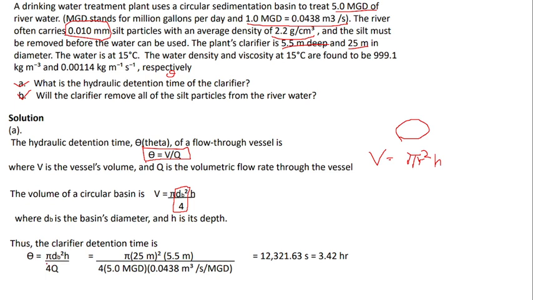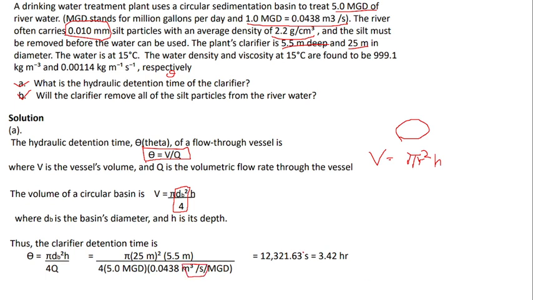So theta is equal to pi d square h divided by 4q. Substitute all the known values here. Pi into 25 meter square, it is given here, and then h is 5.5 meter, divided by 4 into q. Q is 5 into 0.0438 meter cube. So we'll obtain the answer in seconds since the flow rate is in meter cube per second.